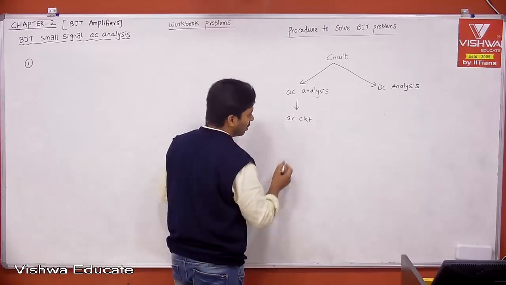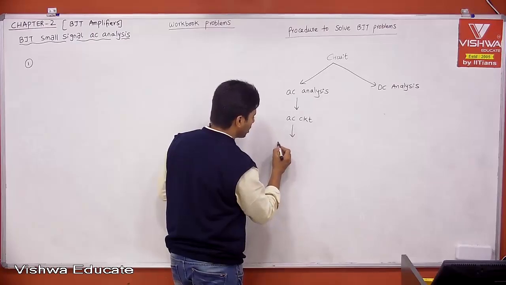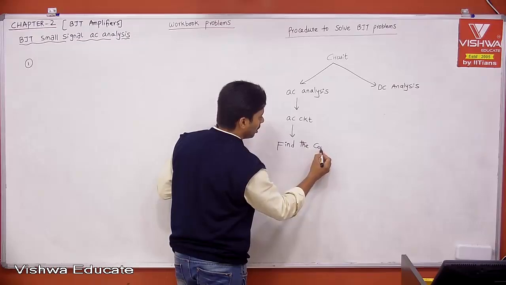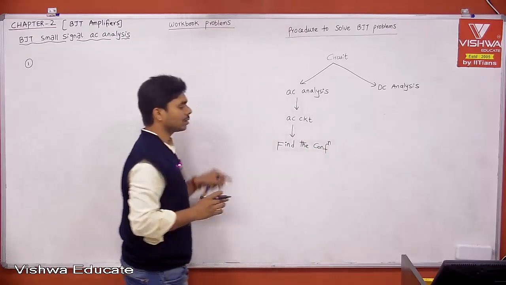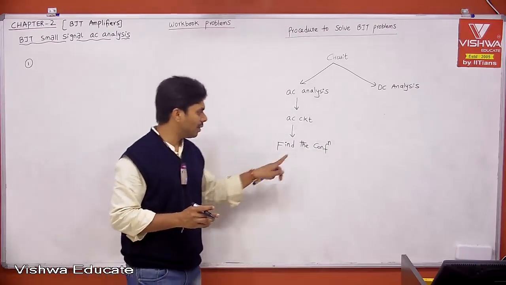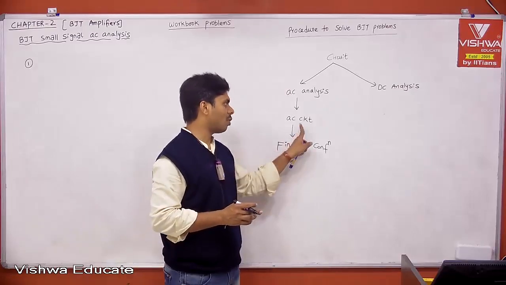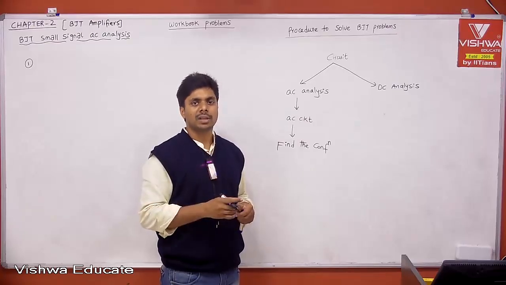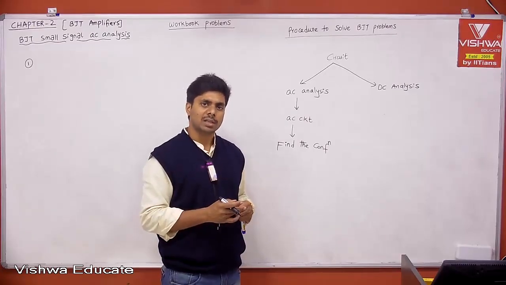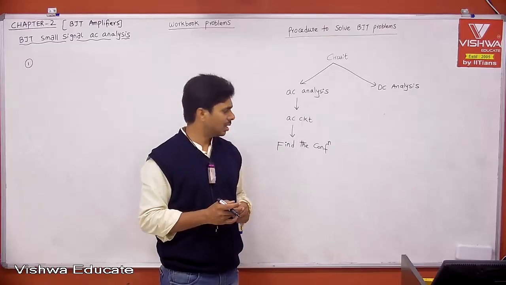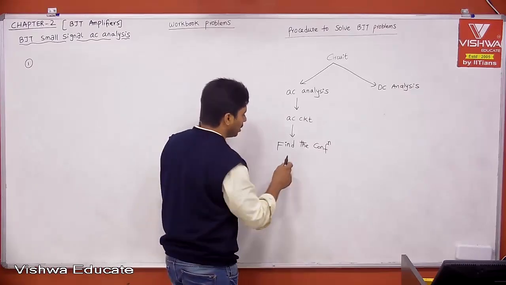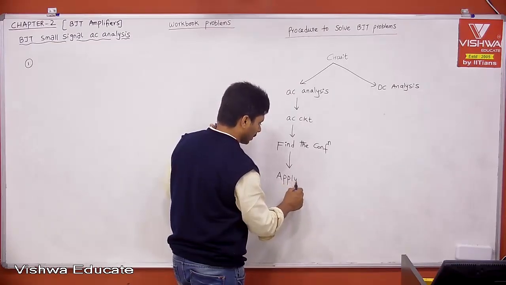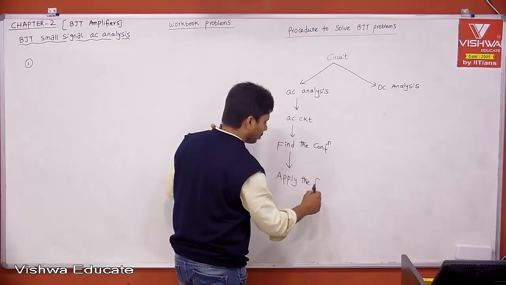After getting the AC circuit, the next step is to find the configuration. What do you mean by configuration? Whether it is common emitter, common base, or common collector. Only when you know the configuration can the formulas we derived, AI, AV, RI, RO, be replaced with the h parameters like hie, hre, hic, hib. Therefore, we should know the configuration. After finding the configuration, just apply the formula.